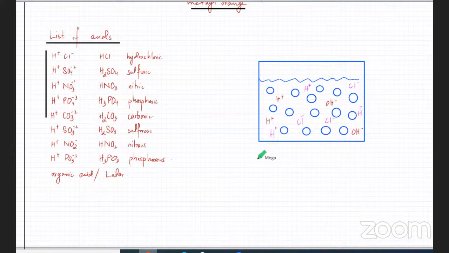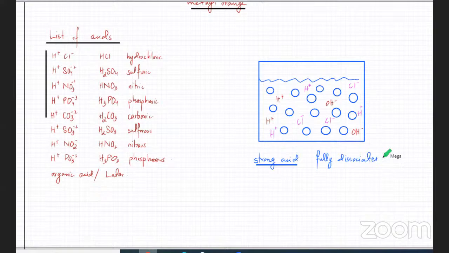So here there's a concept, which is strong acid. Okay? Like what's a strong acid? A strong acid is something that fully dissociates or ionizes. So it fully dissociates.